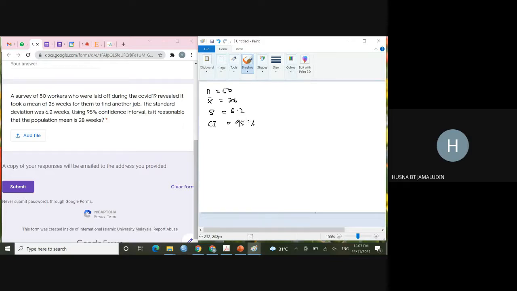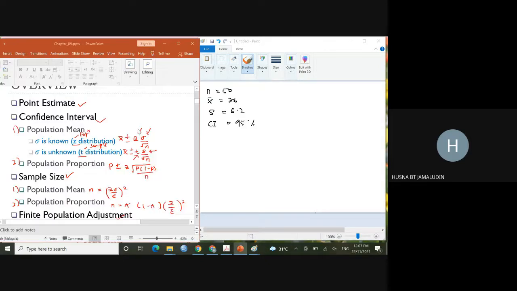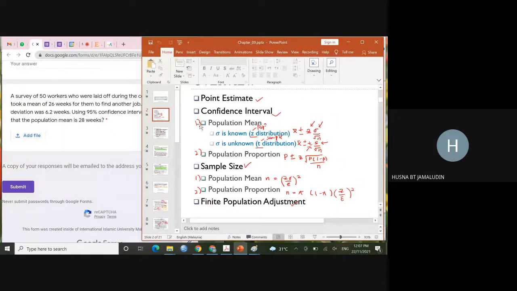Is it reasonable that the population mean is 28 weeks? Okay, so this question is asking about the population mean. Let's look at the formula. Which formula should you use? Let me put it here. The question asks about the population mean, right? So here you have to choose. Should you take the first one, Z distribution or T distribution? Which one? T distribution. Is it Z or T? T. T table. Right.